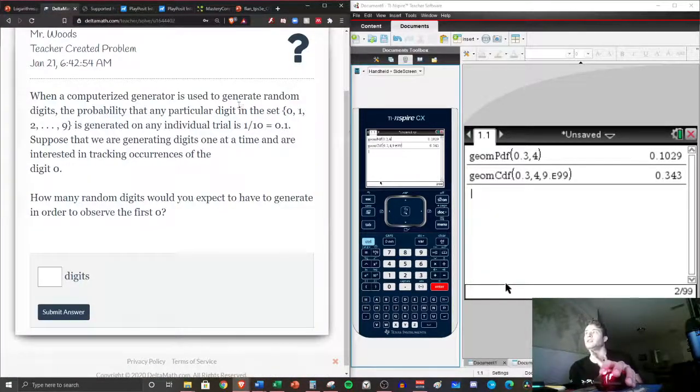When a computerized generator is used to generate random digits, the probability that any particular digit in the set 0 through 9 is generated on any individual trial is 1/10, 0.1, 1 in 10. Suppose that we are generating digits one at a time and are interested in tracking the occurrences of the digit 0. How many random digits would you expect? So once we see that word expect, that's when we know, okay, that's the mean in these random variables. So how many digits would you expect to have to generate in order to observe the first 0, that first success?